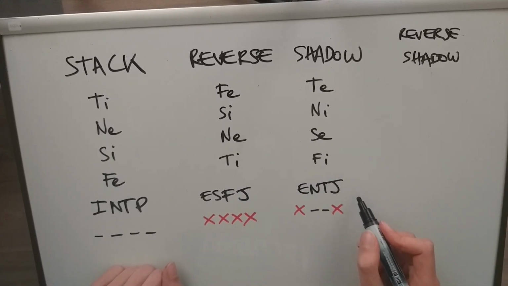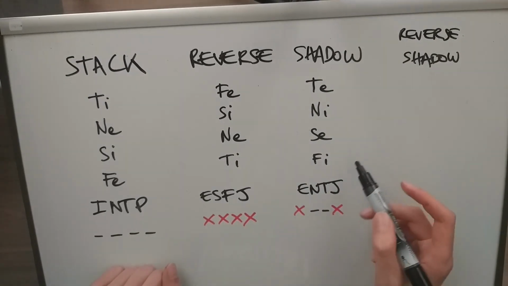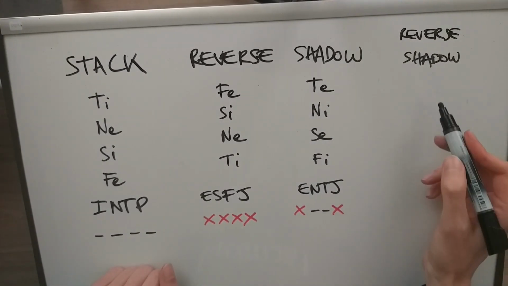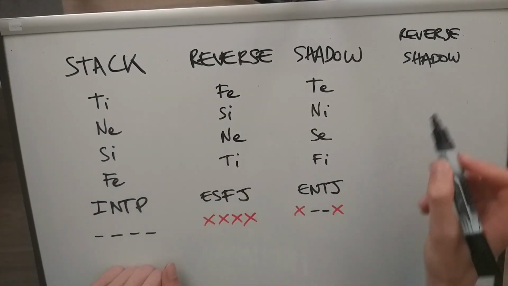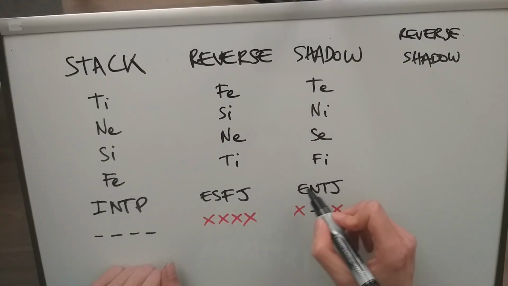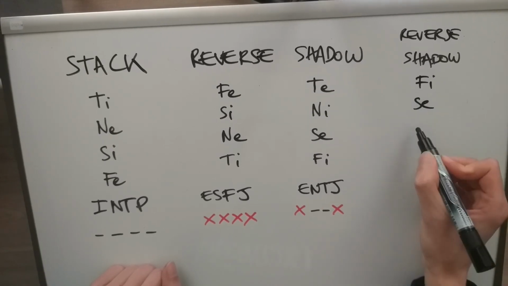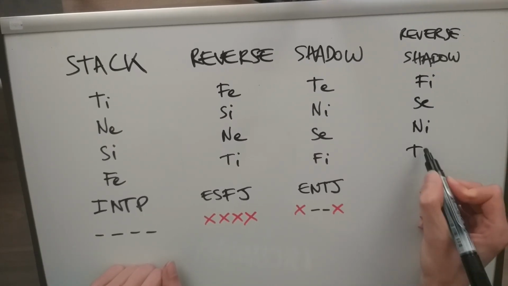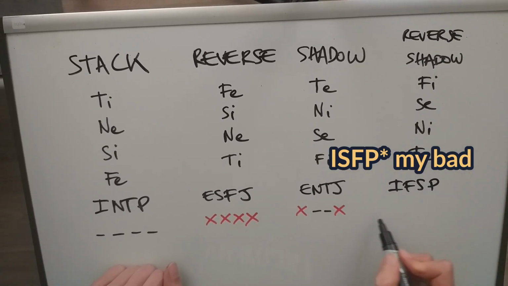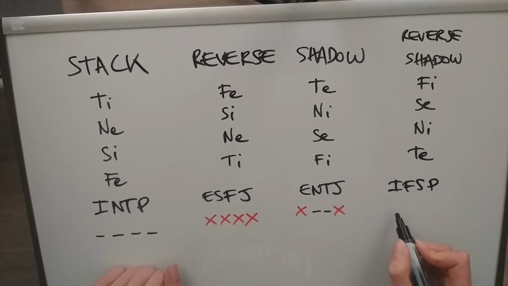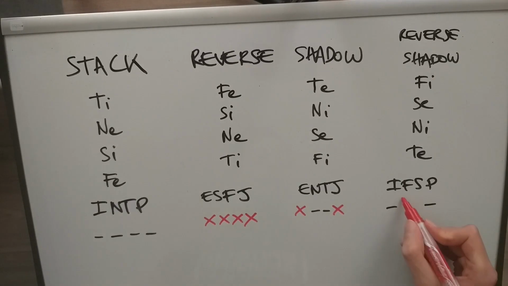The last type I want to talk to you about is basically if you do the reverse of the shadow, you get one last type, and I'd argue this is actually the most different type from the original. So if we reverse this stack, right, we'll get Fi first, Si second, Ni third, and Te last, and this is the IFSP. And if you wanted to find it from the 4 letters, you would just keep the first and last and flip the middle ones.